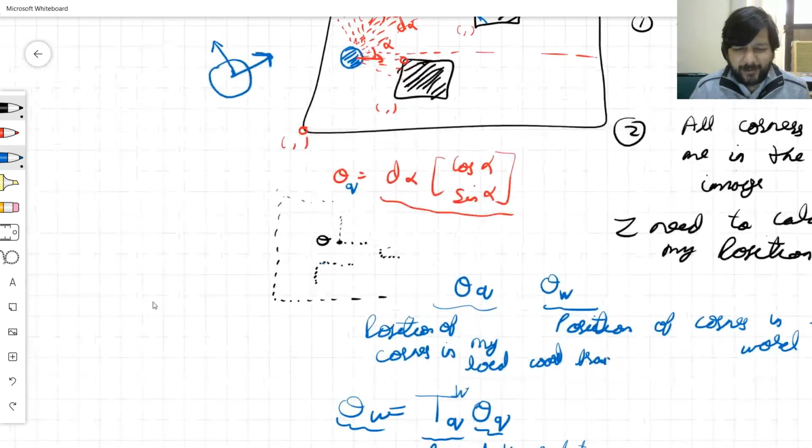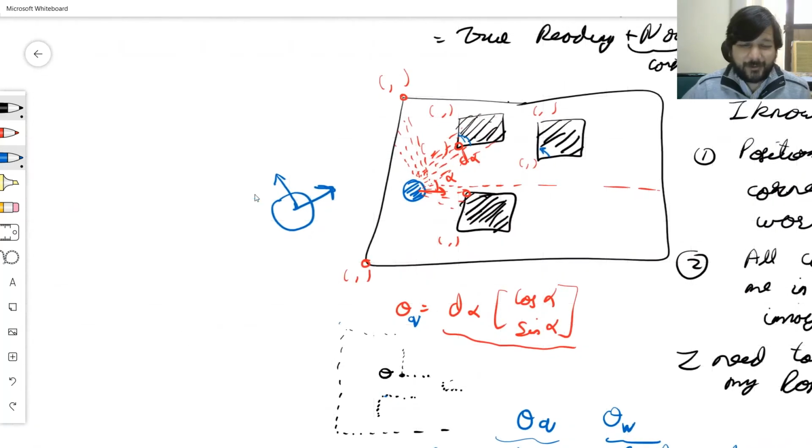Now, sometimes what you can also do, in order to calculate the position, is that you have a first LiDAR image like this, taken by the robot at time t.